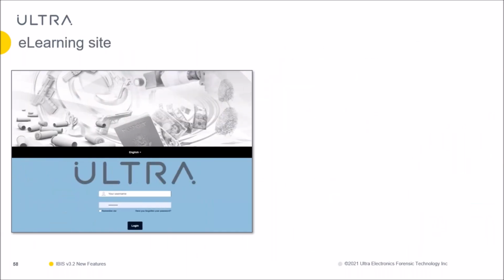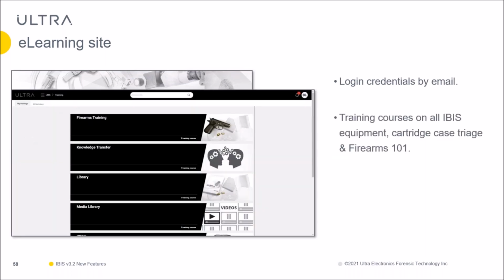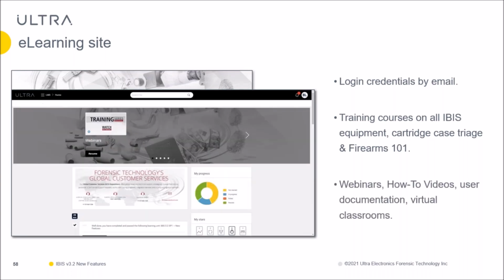You'll find it and lots more on the e-learning site. You should have received login credentials by email. If you can't find that email, get in touch with us and we'll resend it. Once you're logged in, there are training courses on all IBIS equipment, as well as on cartridge case triage and Firearms 101. There are also links to webinars such as this one, how-to videos, user documentation, and virtual classrooms, which may be familiar to anyone who has taken training since the pandemic.